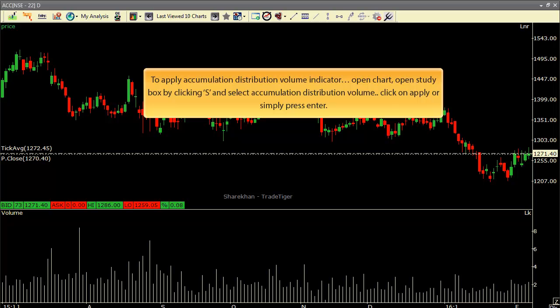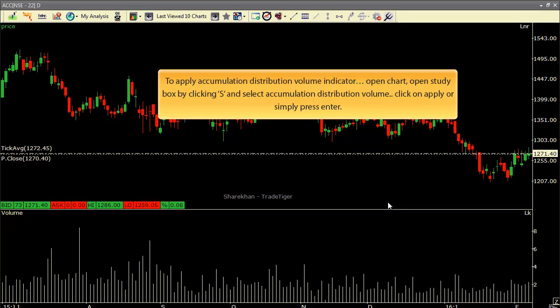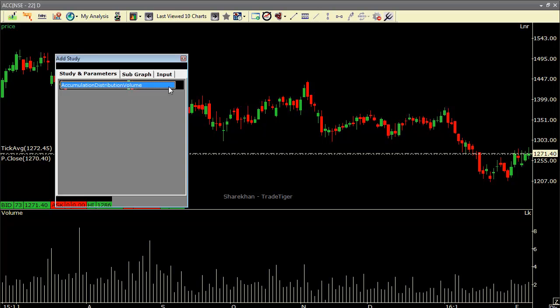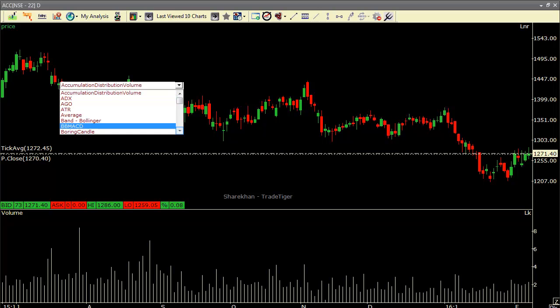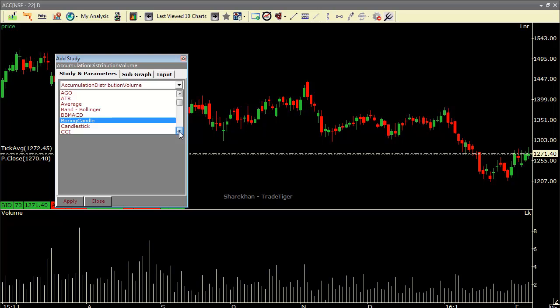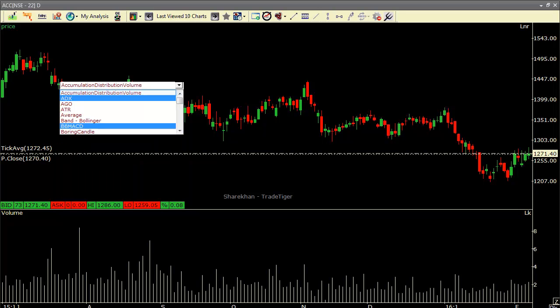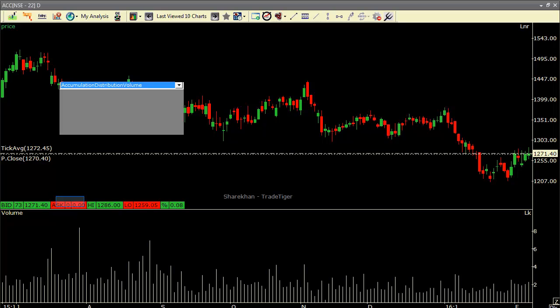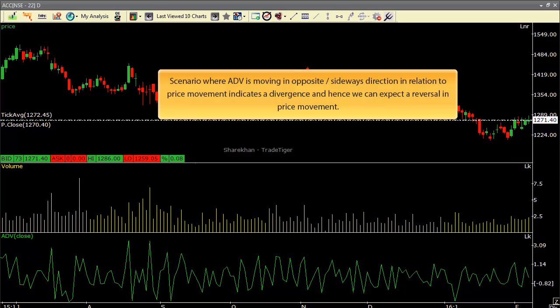Well, as we saw in the previous indicator, we have opened a candlestick chart of daily interval for the stock ACC. Now to open accumulation distribution volume, all you have to do is press the key S, which opens the study box, and apply ADV. Click on apply.